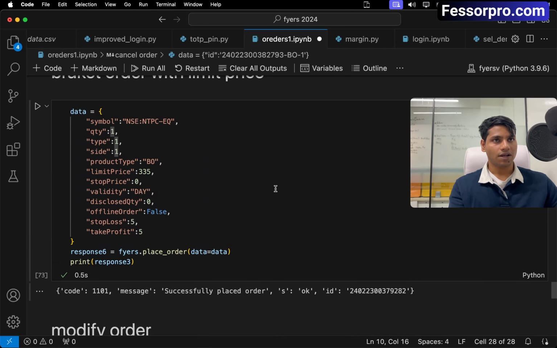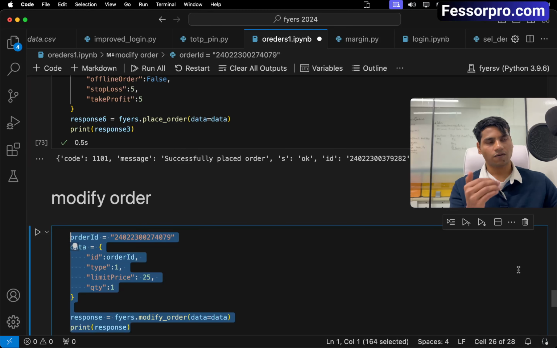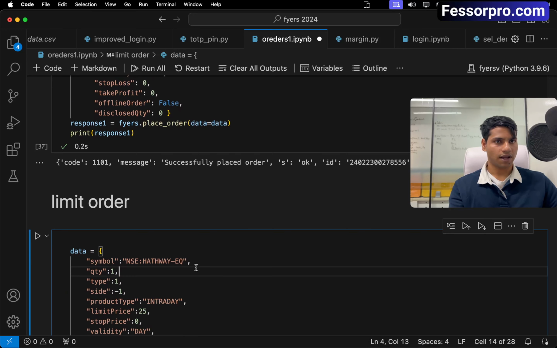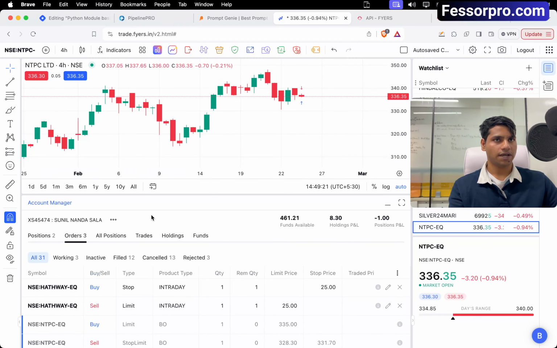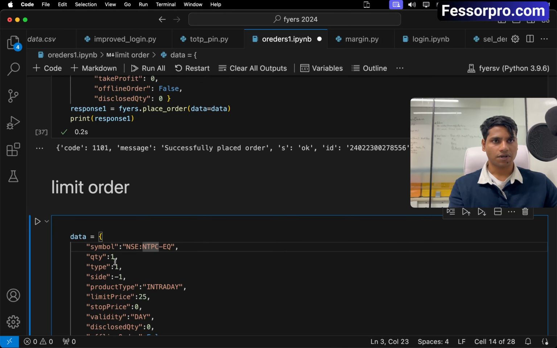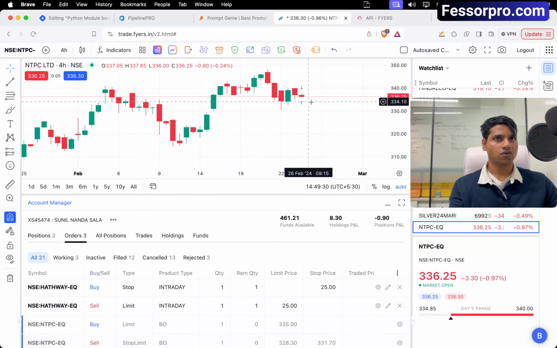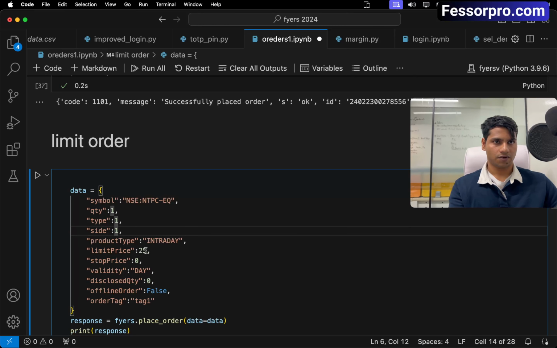All right. Now the last function we need to discuss is the modify order. Now let's say you have already placed the order and you want to change the order. Okay, it can be a limit order, it can be a stop order, any order. You want to change it. So you have to use the modify order function. So let me place a limit order on NTPC. I want it to be a buy order. Okay, so price should be 233.